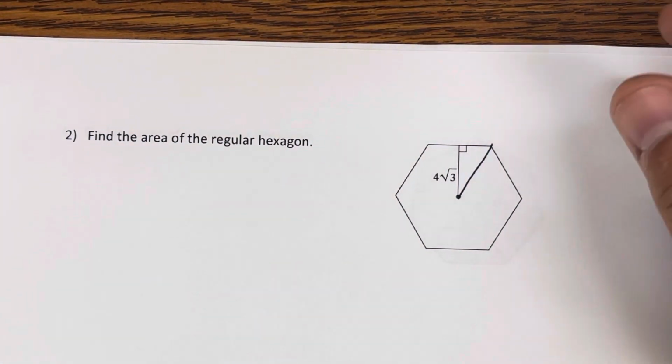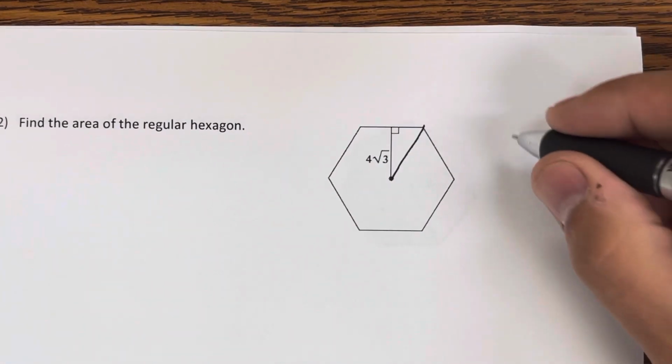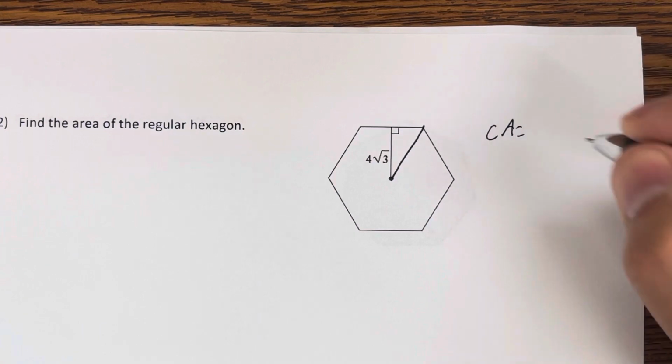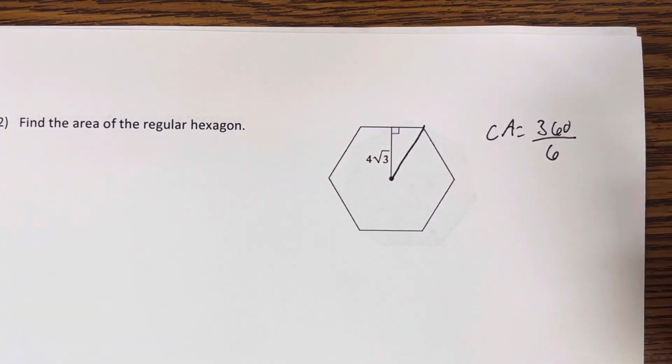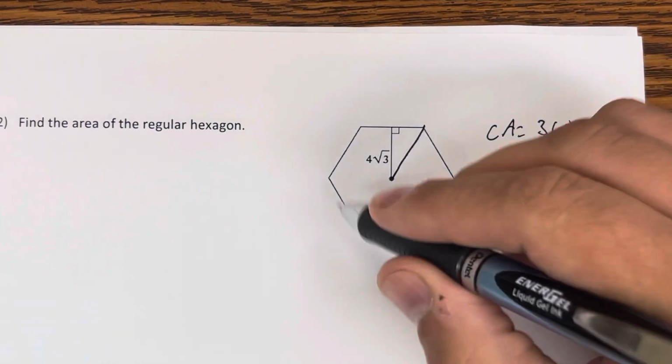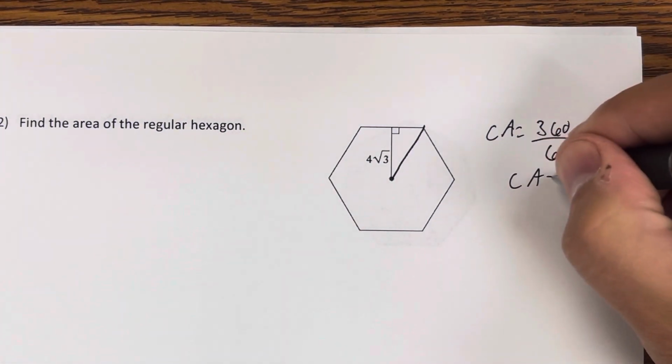You will have some problems on your homework where you have to calculate the central angle. So I'm gonna abbreviate central angle again, CA, and that's equal to 360 divided by 6. 1, 2, 3, 4, 5, 6. It's a 6-sided figure. 360 divided by 6 is 60 degrees. So a central angle is 60 degrees.